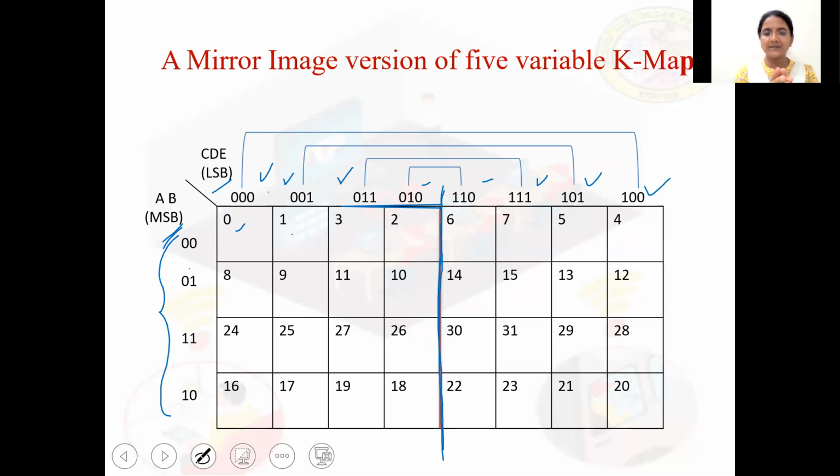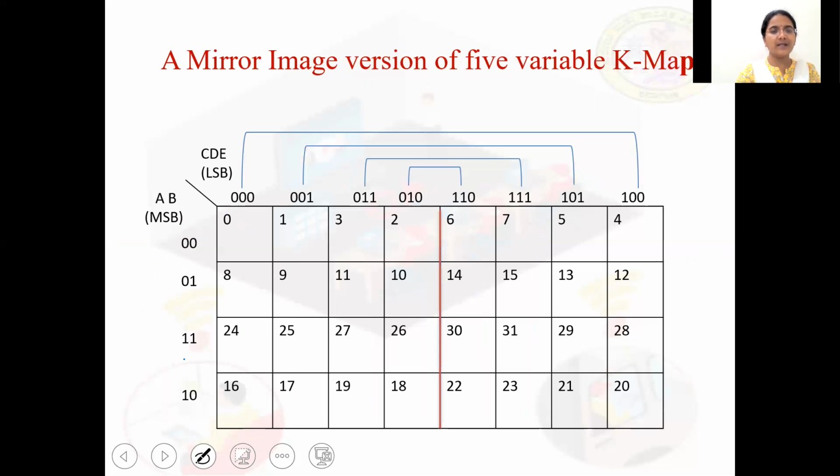When we fold these two 4 variable K-maps at the point 2 6 10 14 26 30 and 18 22, these minterms 0 and 4, those columns are adjacent, and the minterms 1 and 5, those two are adjacent, and minterms 3 and 7, these columns are adjacent, and these 2 and 6, these minterms, these columns are physically adjacent and also logically adjacent.